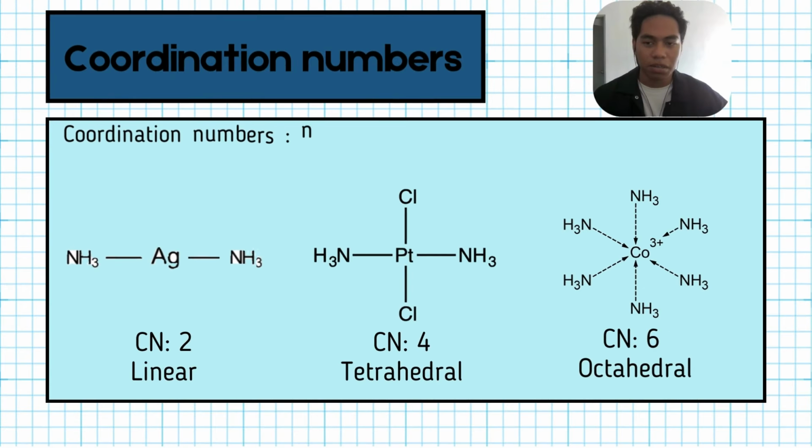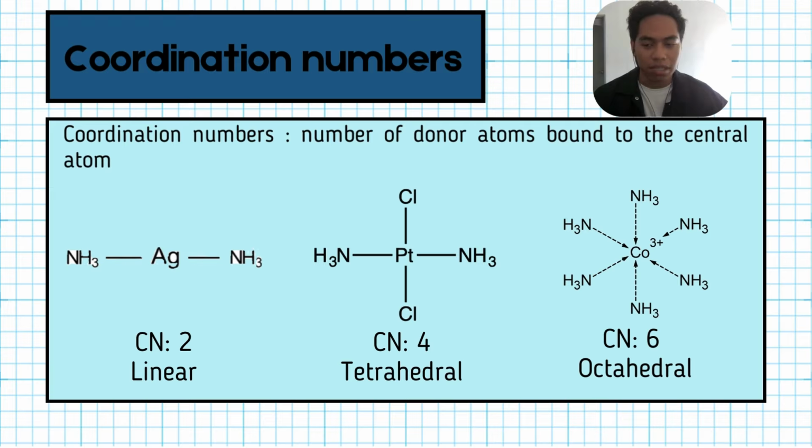And now we are going to talk about coordination numbers. Coordination number is the number of donor atoms bound to the central atom. So when there are 2 donor atoms bound to the central atom, its coordination number is 2, which we call linear. When there are 4 donor atoms, the coordination number is 4, which we call tetrahedral. And when there are 6 donor atoms bound to the central atom, its coordination number is 6, which we call octahedral. Now octahedral is the most common geometry in coordination compounds.